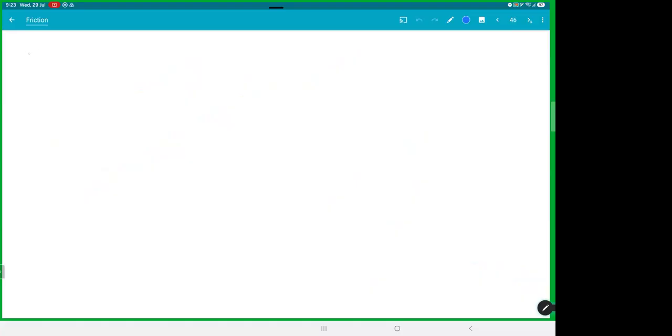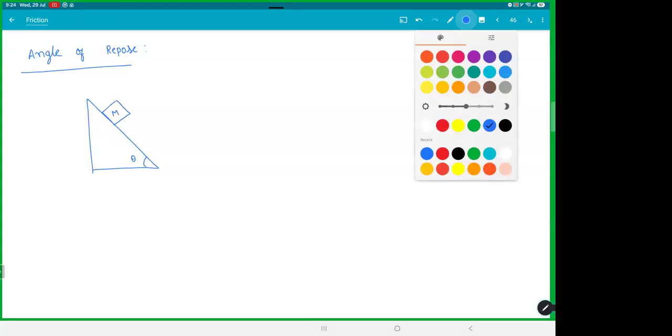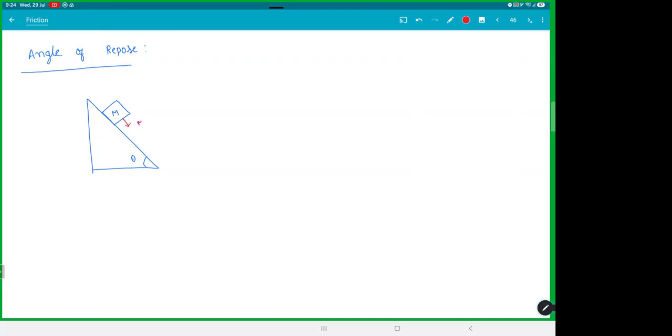We have something called angle of repose. This is just a bit of theory. So when you take a block on an incline, mg sine theta, this is your friction. If you don't want the block to slide, remember if the block is not slipping, friction is mg sine theta. That's it. It's not mu mg cos theta. It is not all that.